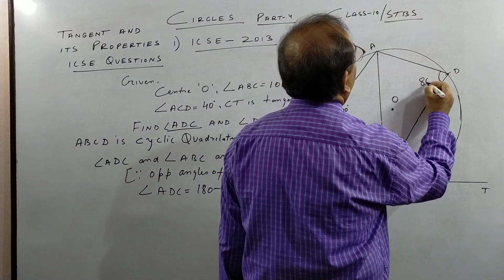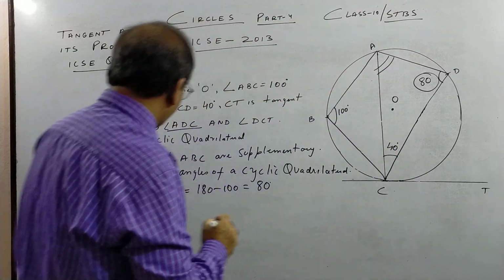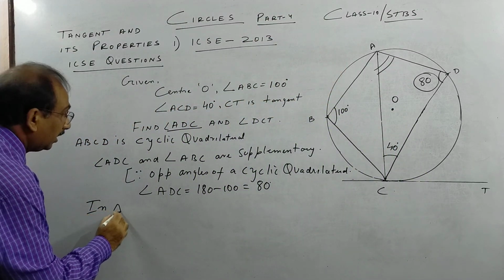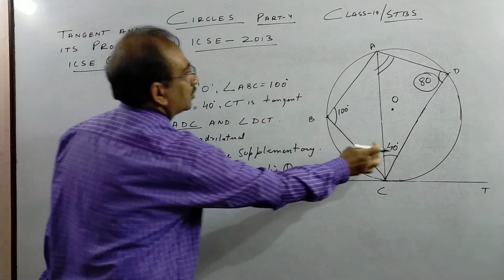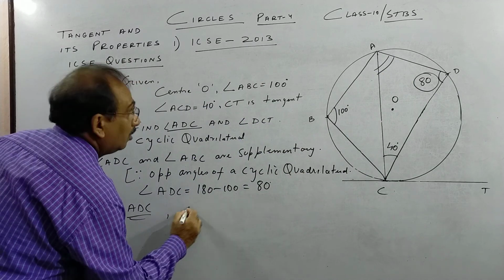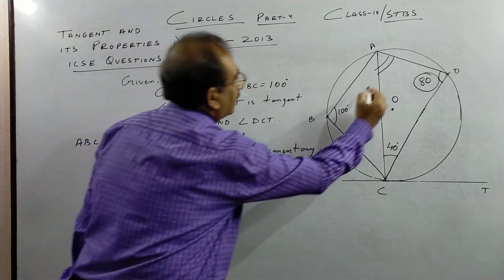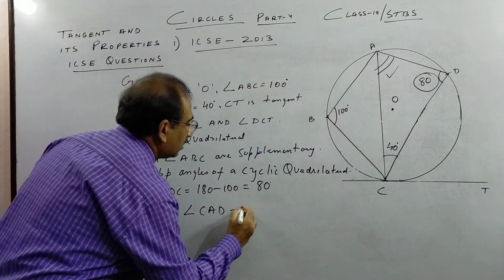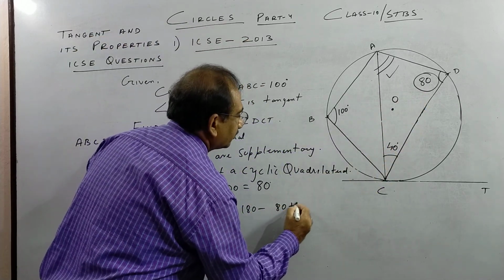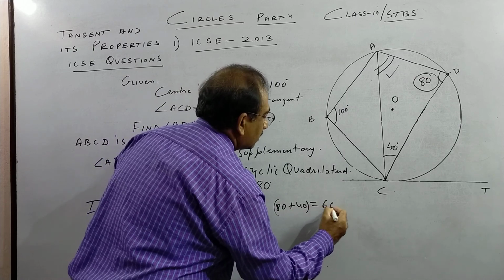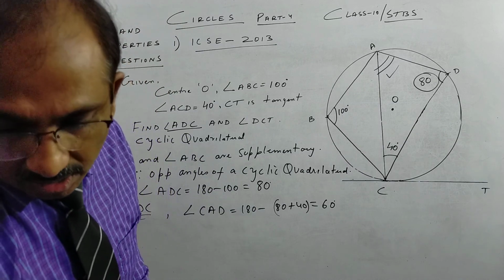So generally what I do, I encircle it. Now this angle, children, we have to find. So we take triangle ADC, and in this triangle the sum of 3 angles is 180 degrees. So angle CAD, this angle we are finding, is 180 minus (80 plus 40). So this angle is 60 degrees: 40, 80, and this will be our 60 degrees.